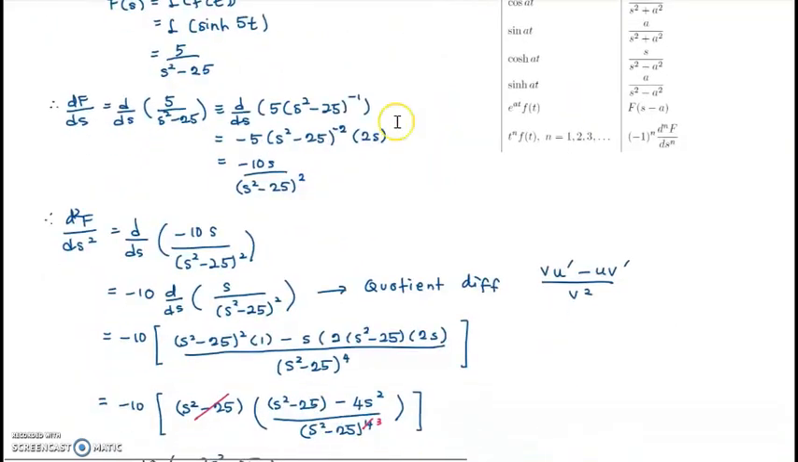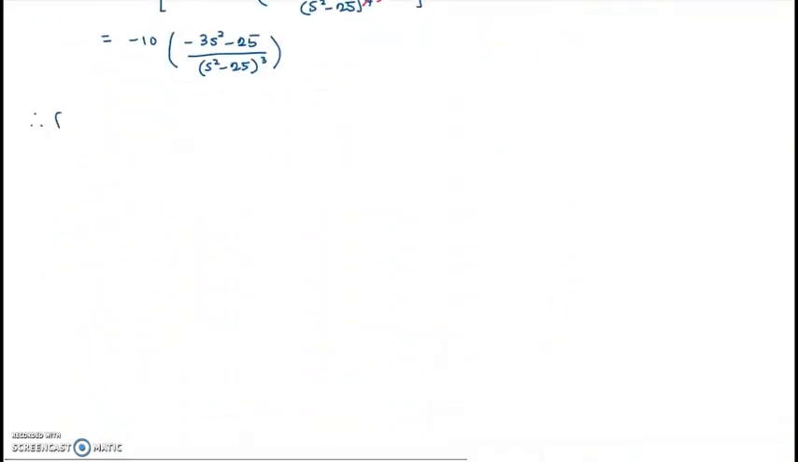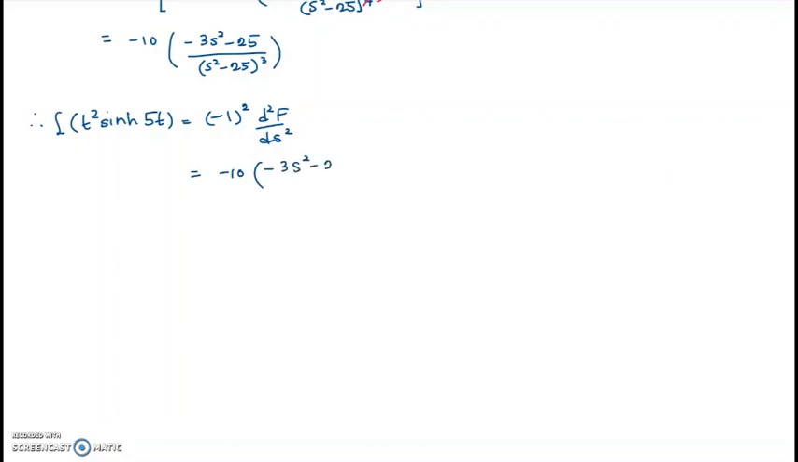So we have (−1) to the power of 2. Therefore, what we want to get initially is the Laplace transform of t² sin 5t. It is (−1)^n, where our n is 2, so basically we have +1 times d²F/ds². So we have +1 times −10(−3s² − 25) over (s² − 25)³. Even better, we can factor out the negative inside the bracket, so we have 10(3s² + 25) over (s² − 25)³. All right, so this is our final answer.